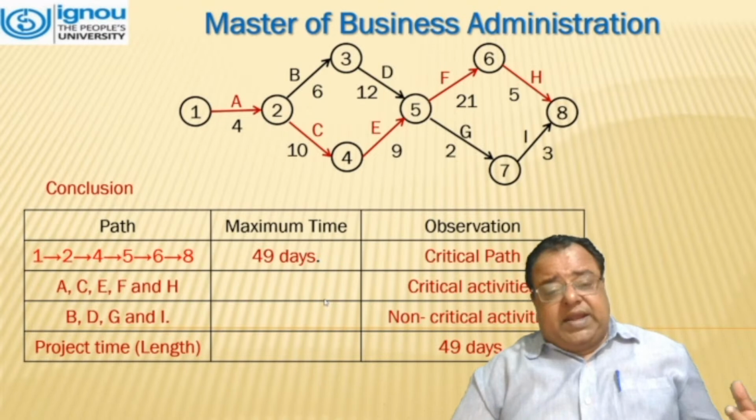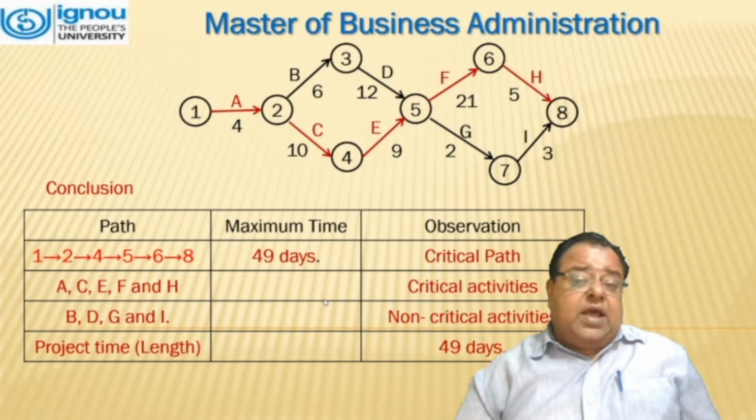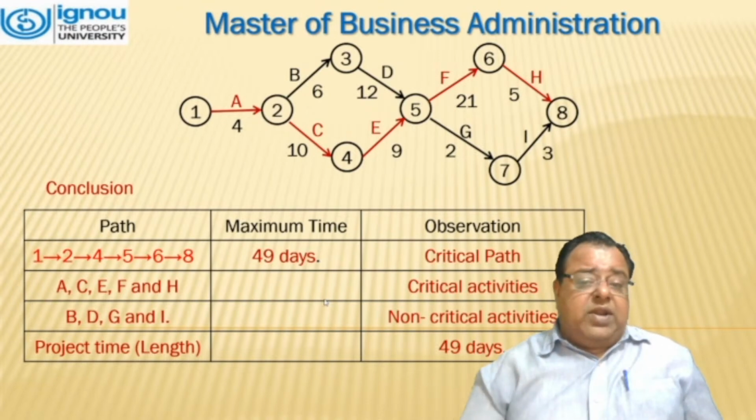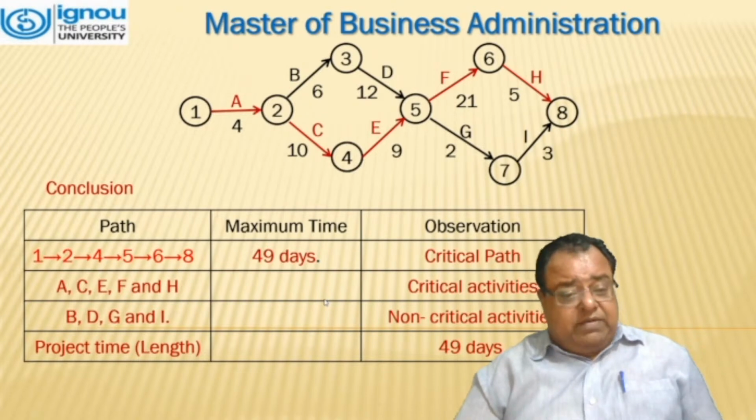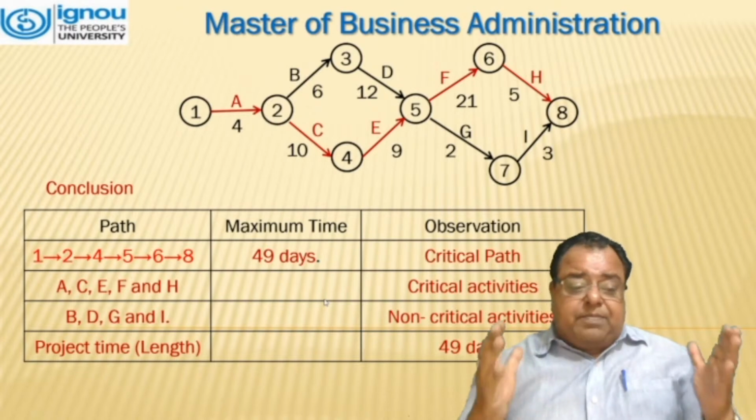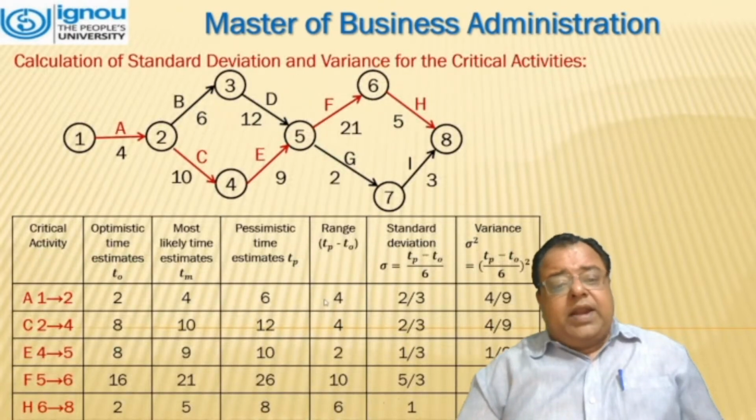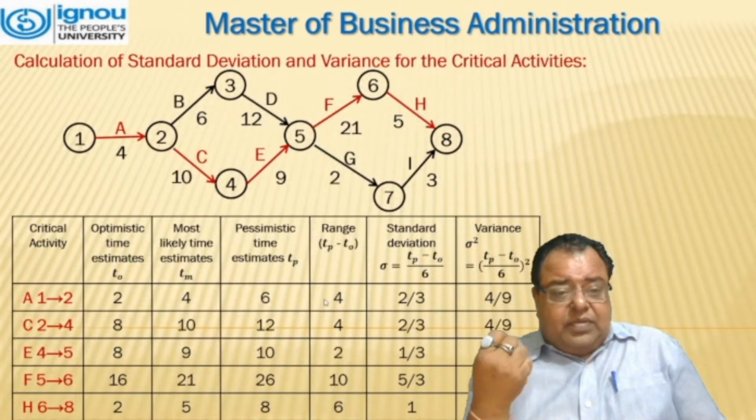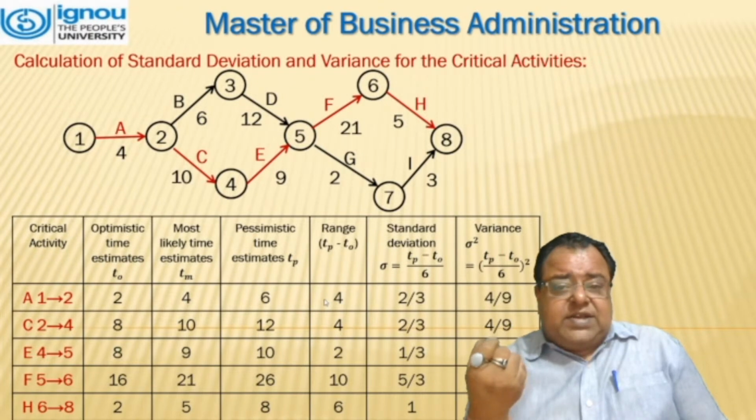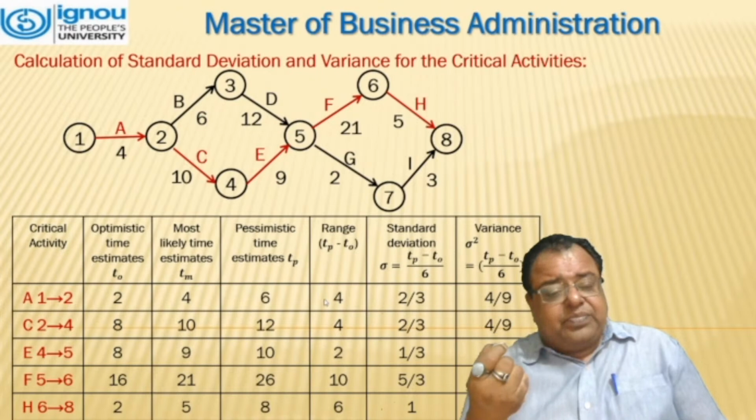What are the critical activities? Critical activities are A, C, E, F, and H. Those activities which are not included in the path are non-critical activities, and that are B, D, G, and I. And the project length is 49 days. Now we have to calculate the standard deviation and variance of the critical activities.